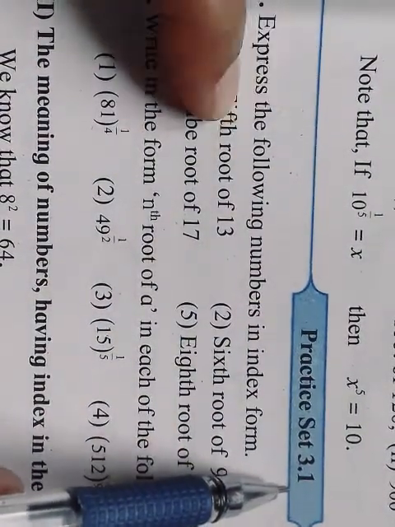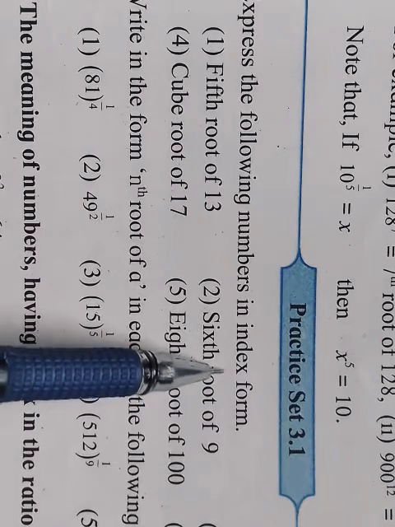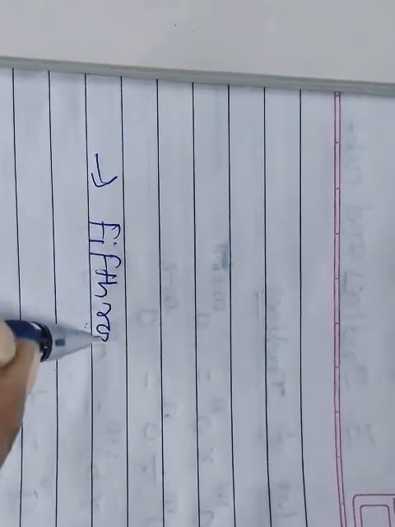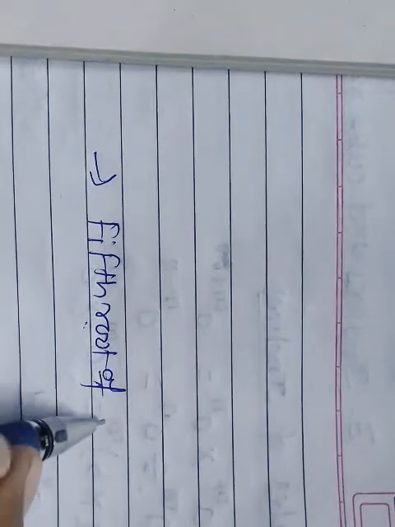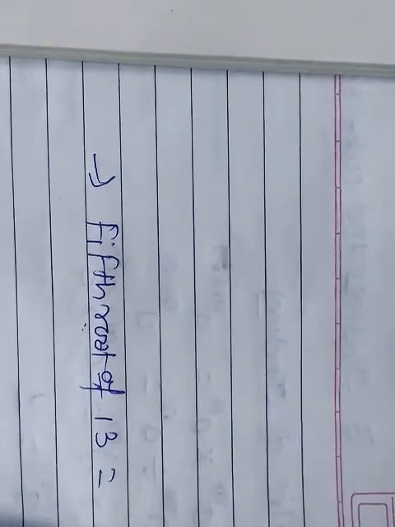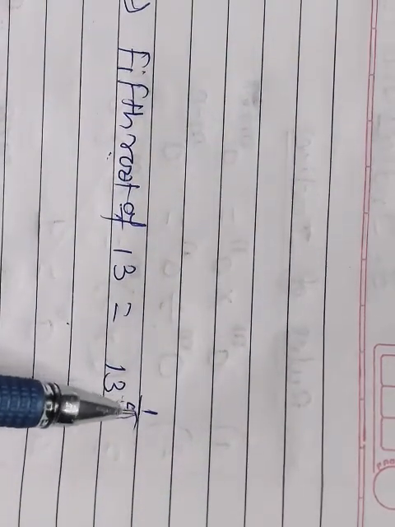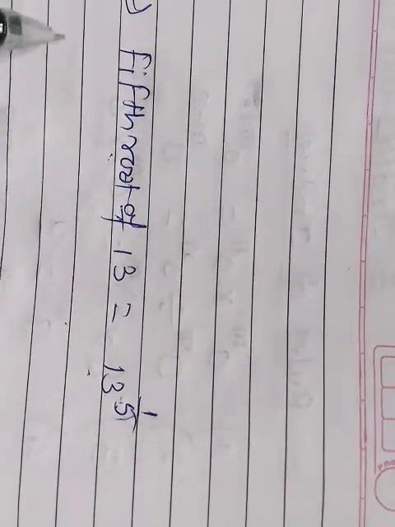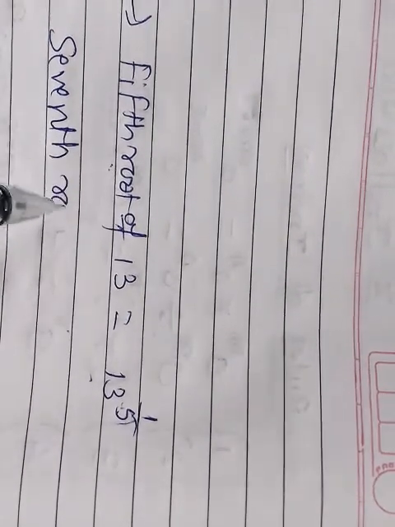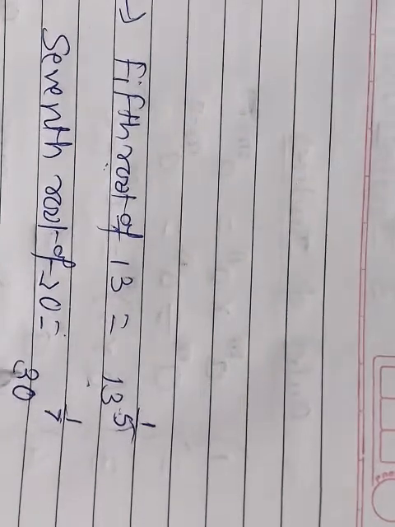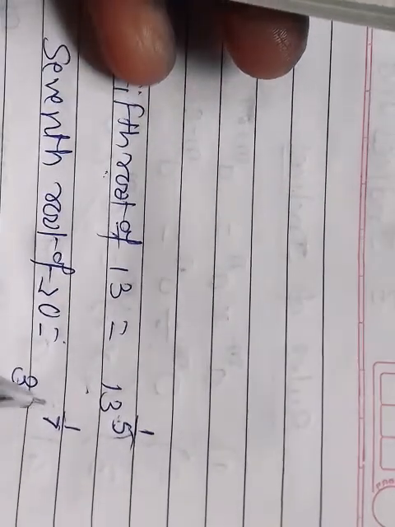So that is exactly what is there in our practice set. If you observe 3.1, in that, what are we getting? Express the following numbers in index form. Fifth root of 13 is given in words. Root of 13 means on 13 it is a fifth root, so in index form it is the fifth root of 13. They have given the seventh root of 13; seventh root also means 1 upon 7 is the index power of 13.